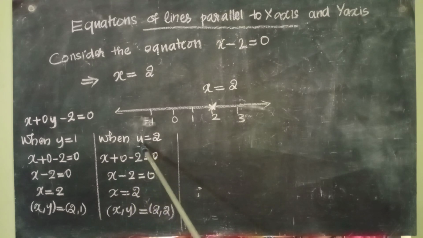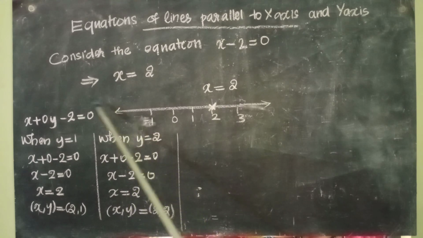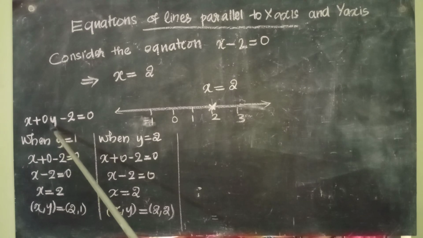Next we can give the value y equal to 2. We get 0 into 2, and this becomes 0. So we get again x plus 0 minus 2 equal to 0, that is, x minus 2 equal to 0. So x equal to 2. Therefore (x, y) equal to (2, 2). So we get the solutions (2, 1) and (2, 2).